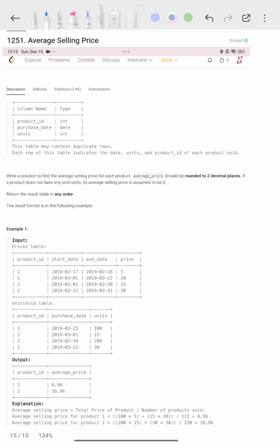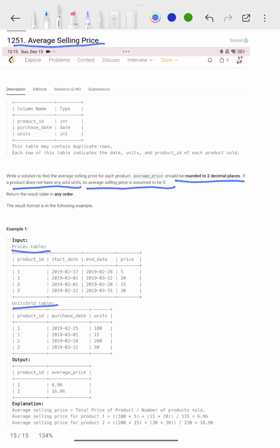Question number 1251, average selling price. There is a table called prices table and a table called units sold table, two tables, and we need to find out the average selling price for each product. The average price should be rounded to two decimals, and if a product does not have any sold units, its average selling price should be assumed as 0.